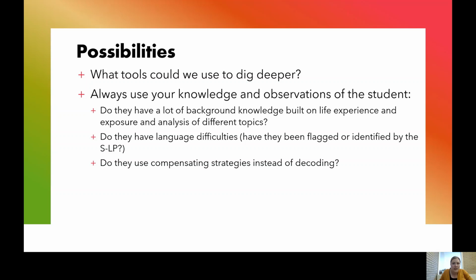Another important factor to take note of is if students are using compensating strategies, such as looking at the picture, guessing based on the first sound, using context, skipping the word and going back later, instead of being able to decode the words.